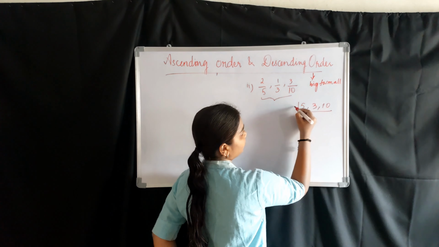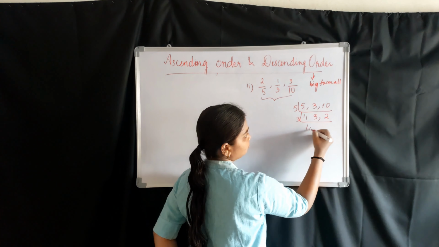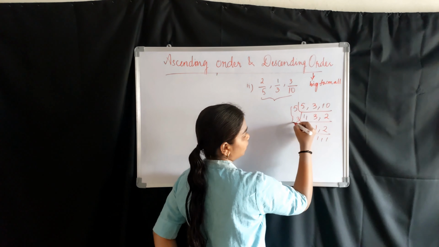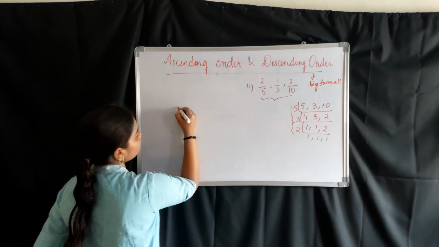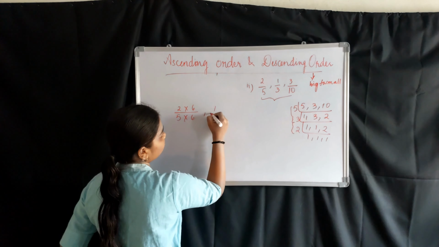Here as well the denominators are different, so we'll have to take the LCM of 5, 3 and 10. So 5 threes are 15, 2 is 30. 30 is our LCM, so I'll have to make all the denominators 30.